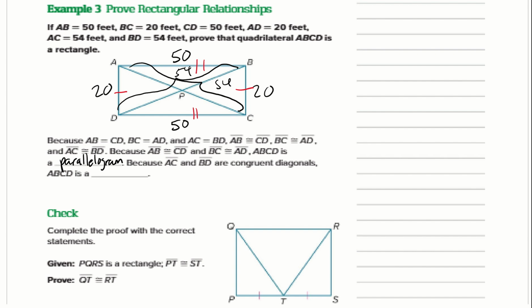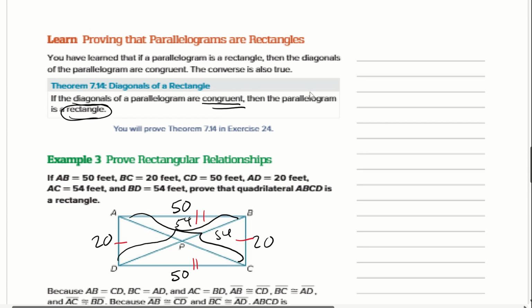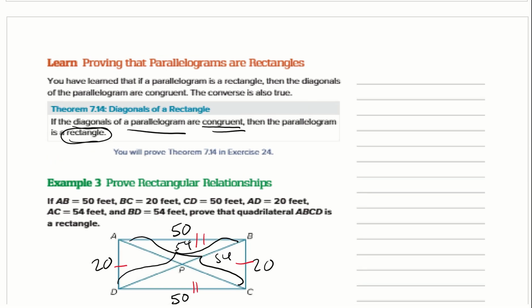Now that we know it's a parallelogram, we notice that the diagonals are the same length, and therefore we can say it's a rectangle. So again, to prove that it's a rectangle, first we have to prove that it's a parallelogram. The diagonals of a parallelogram. And once we prove it's a parallelogram and then we show the diagonals are congruent, then it must be a rectangle.